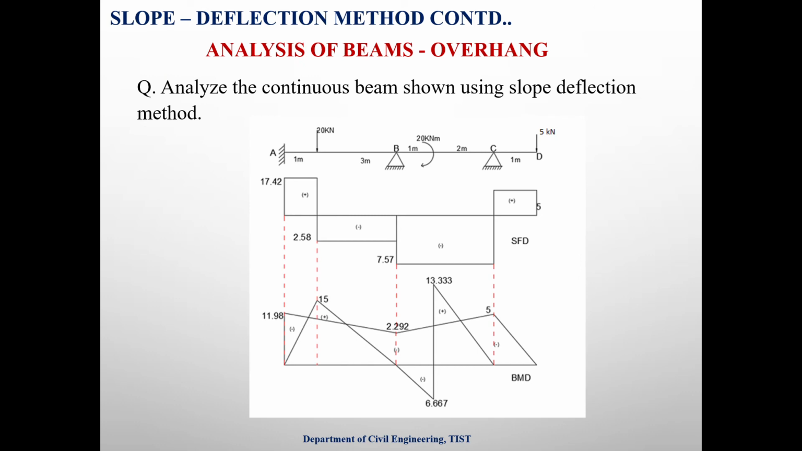The next is analysis of beams with overhangs. Considering the problem, analyze the continuous beam shown in this figure using the slope deflection method. Then, as you know, the problem is A, B, C, D. Then the first step is to find out the fixed end moments.